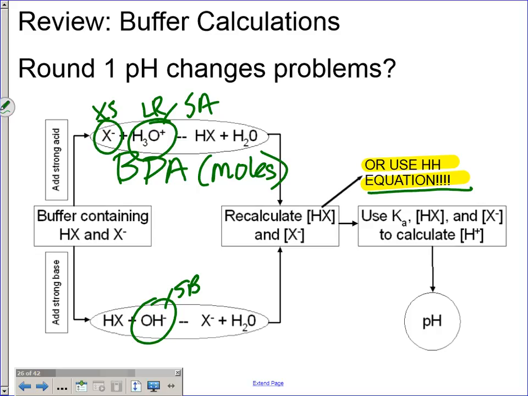And you could plug that into your Ka. Remember we manipulated Ka to solve for H plus yesterday? We took Ka is equal to H plus times A minus over HA. Now that's a lot of work because you have to recalculate molarities, then rearrange your Kas, and again you get your pH. But it's totally doable that way, so don't fret. You have a backup plan. But I prefer the Henderson-Hasselbalch.